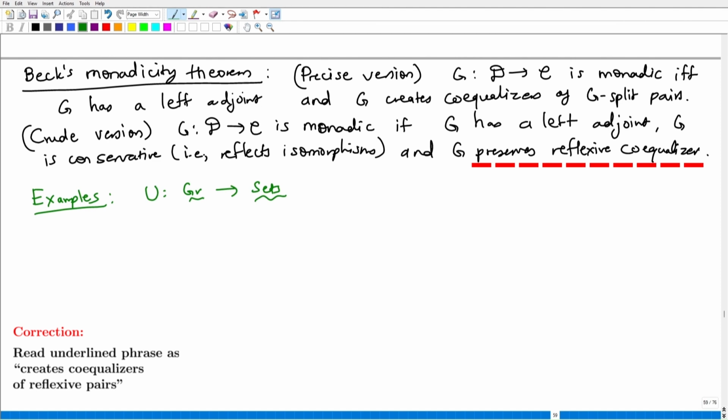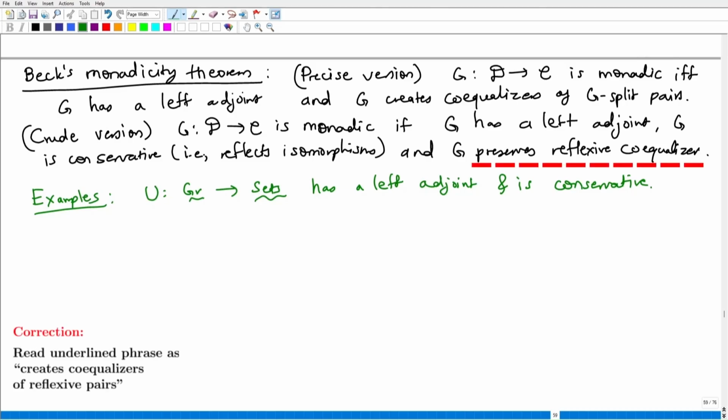Obviously it has a left adjoint, the free group functor. And it is conservative. See, if there is a bijection between two groups, like a bijective group homomorphism, then it must be an isomorphism. Yeah, we are saying trivial things. So it's conservative. So what do we need to prove? That it preserves reflexive co-equalizers.